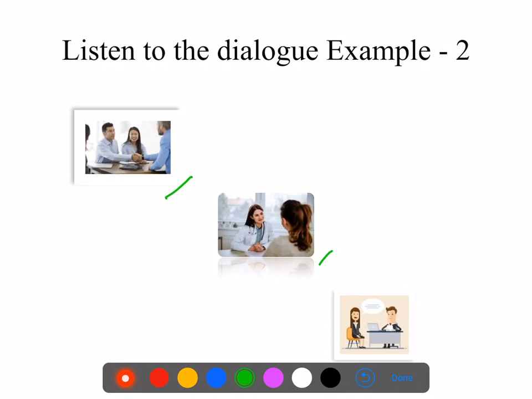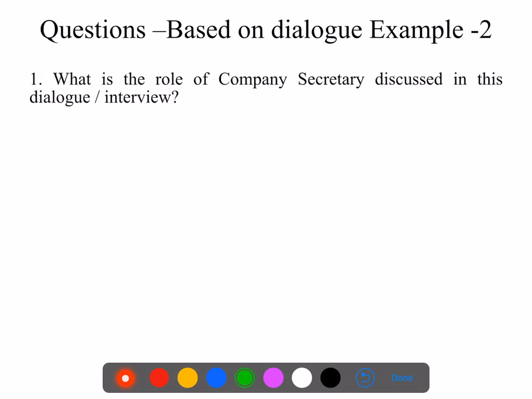Now, shall we go to the questions? I understand the degree of difficulty is slightly more than the first exercise. Nevertheless, since the dialogue was on a topic which is very close to your heart and it's a profession which you all are preparing to pursue, it should be easy for you. Okay. Let's see what the first question is. What's the role of the company secretary discussed in this dialogue or interview? Anybody to answer? Yes. Simple.